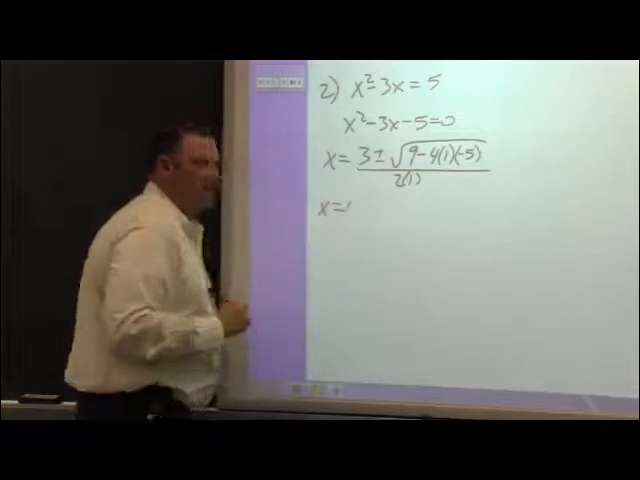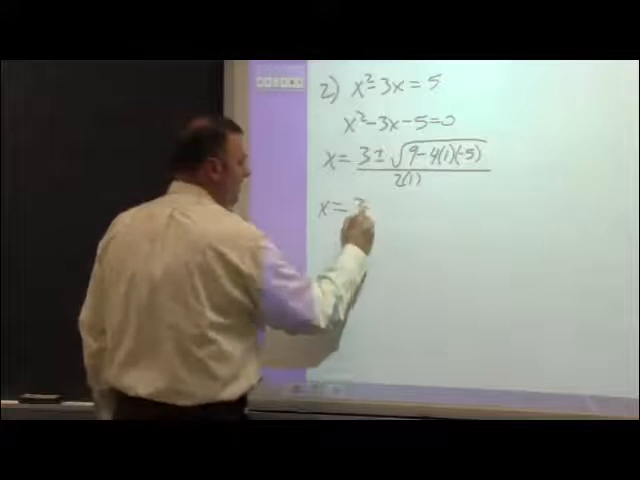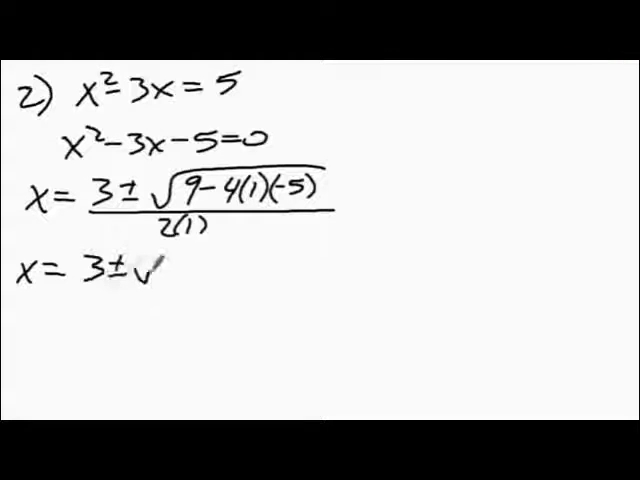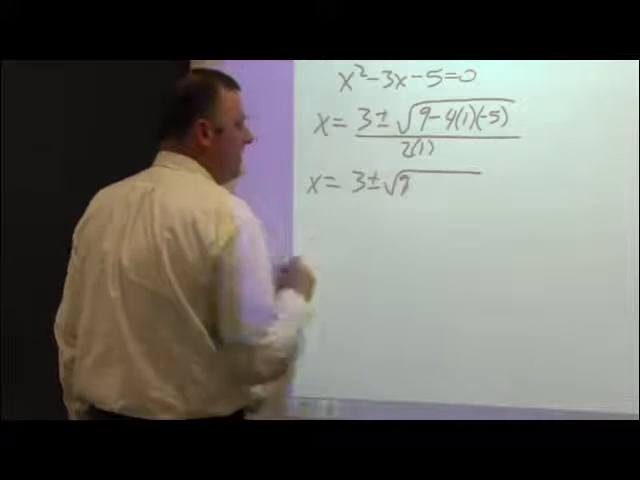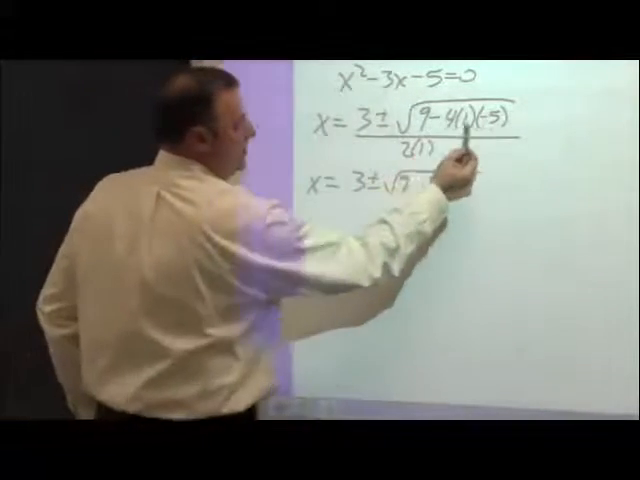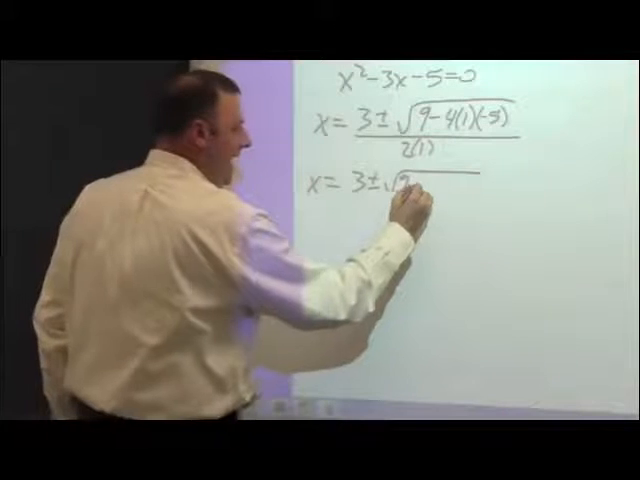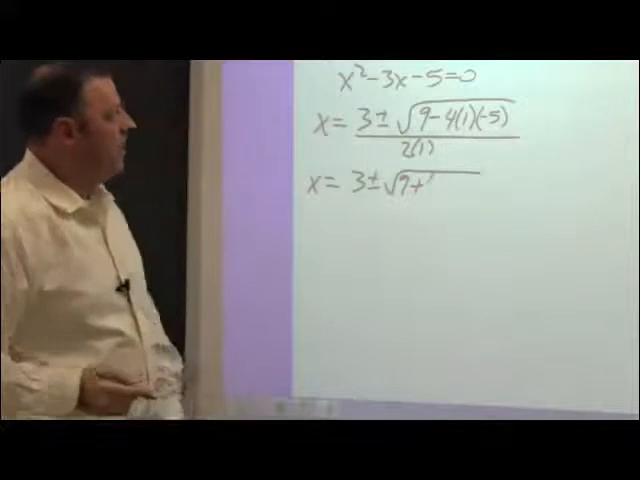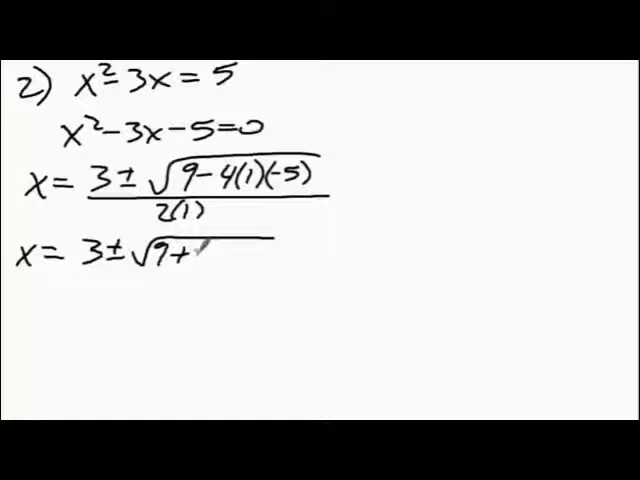Okay, now we got to clean up the inside of that square root. So we're going to leave that 3 out here alone, plus or minus. You're going to have 9 still there. And now you got to think, are we going to add or subtract a number? Well, let's take a look. You got 2 negatives. That means a positive. So we're going to be adding something to it. Now all you got to do is multiply 4 times 1. That's 4. Times 5, you get 20. And then 2 times 1 on the bottom is 2.